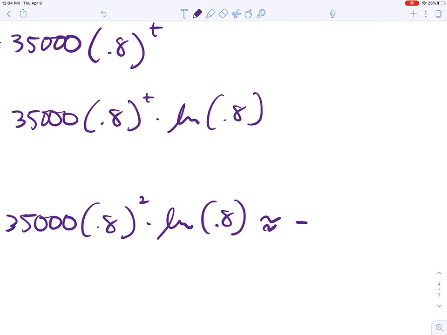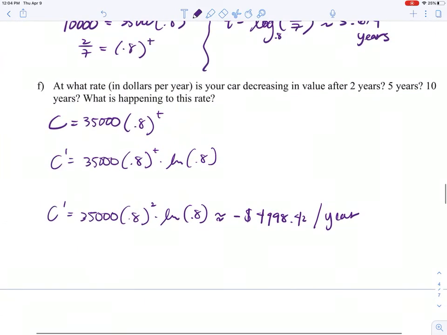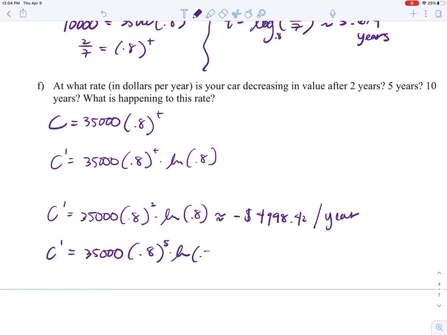And I get approximately negative $4,998.42 per year. Remember, it's a negative because the amount is decreasing. The value is decreasing. To find out for 5 years what the rate would be, plug in 5.